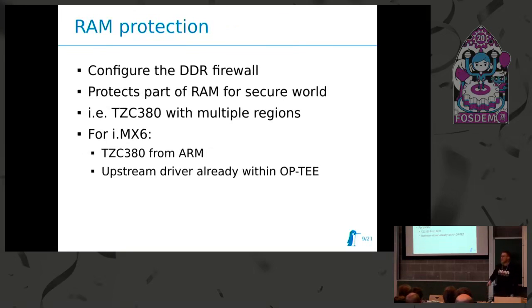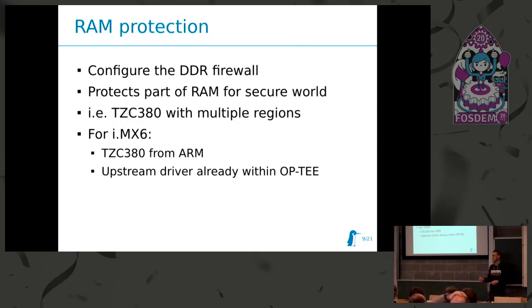So the one thing you can do for RAM protection is employ some kind of DDR firewall. And this protects part of my RAM from access by the normal world. So an example of this is the TrustZone Controller 380 hardware, which supports the configuration of multiple regions. So you can say, I'd like 32 megabytes at the very end of RAM to be allocated to the secure world, and the normal world can no longer access the memory there.